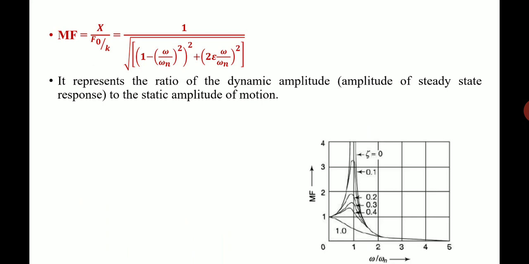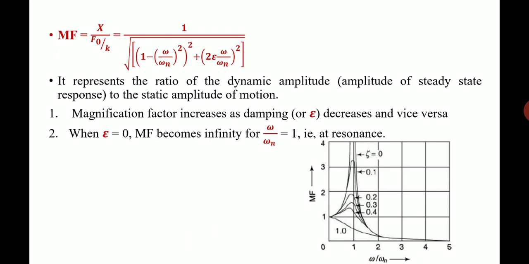And when omega by omega n equals 1, look at the denominator. When omega by omega n equals 1, the first term becomes 0. The second term is 2 epsilon omega by omega n. When there is no epsilon, the whole denominator becomes 0. Therefore 1 by 0 is infinity. Therefore the magnification factor becomes infinite when the frequency ratio omega by omega n equals 1 and when there is no epsilon.